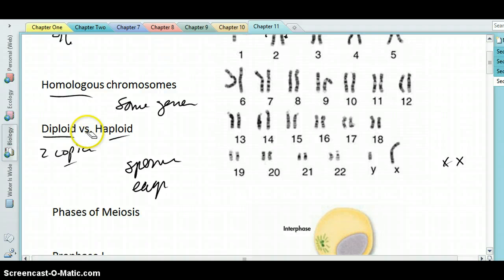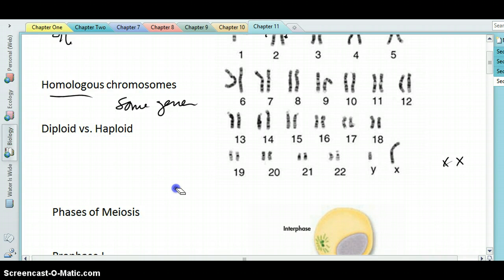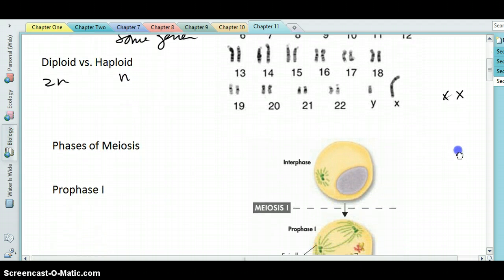There's a way of abbreviating things that are haploid and diploid. If a cell is said to be 2N, that's the diploid condition. N is the haploid condition. Okay, so twice N would be diploid. That's just an abbreviation for haploid and diploid.